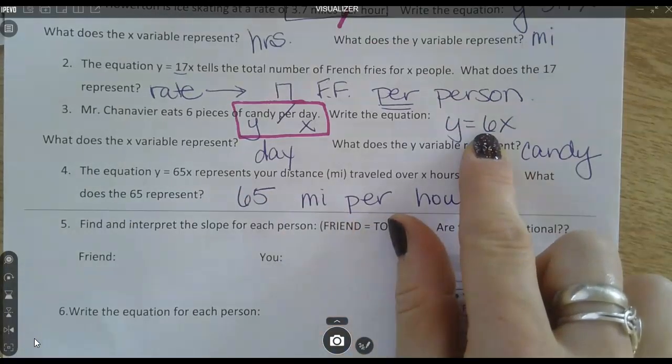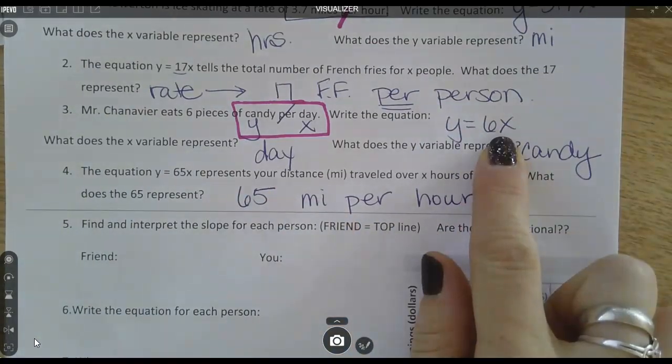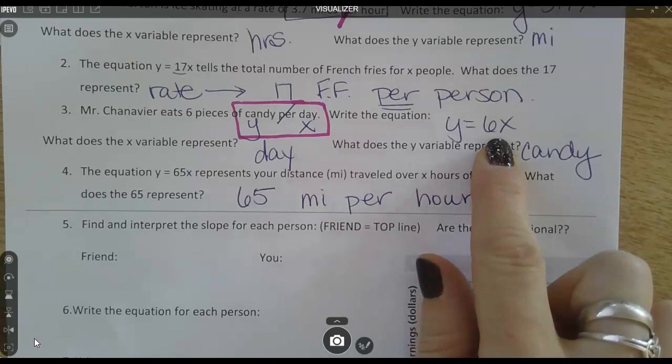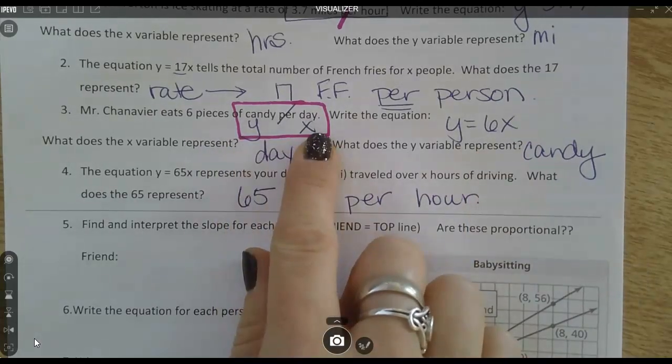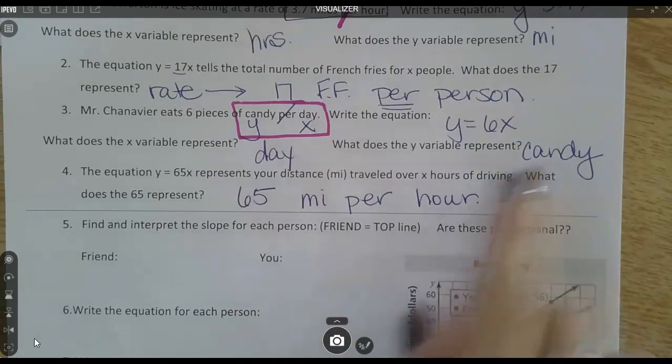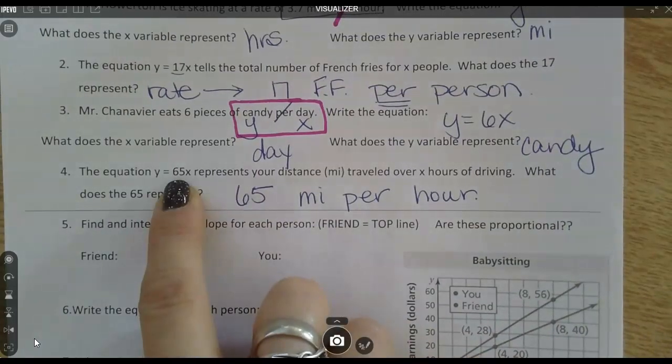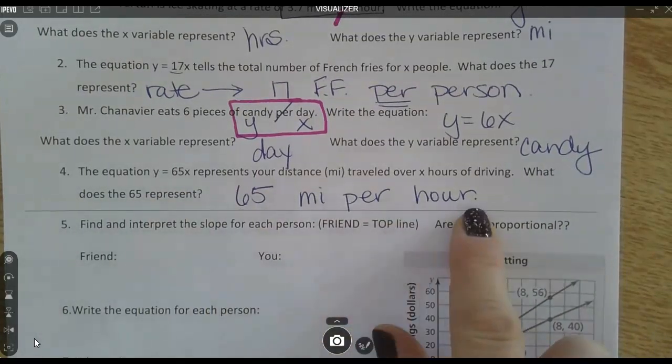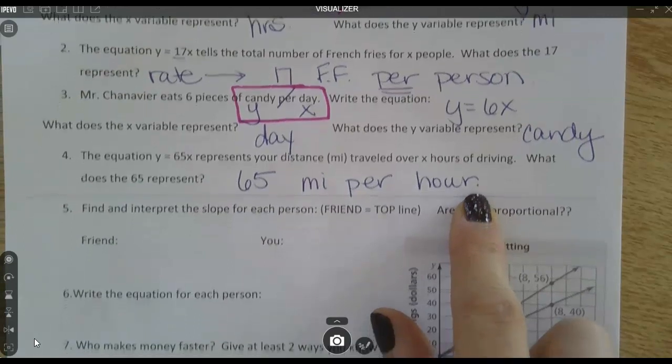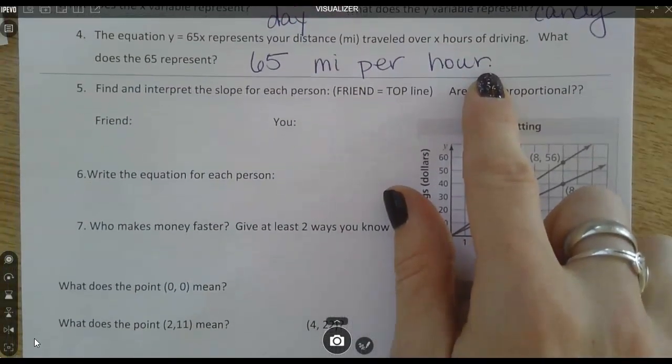Okay, let's look here. They gave me a rate of 6, so I wrote the equation, y equals 6x. Y over x tells me which is x and which is y there. And then 65 is the rate, 65 miles per hour. Okay, so let's go ahead on down to this one.